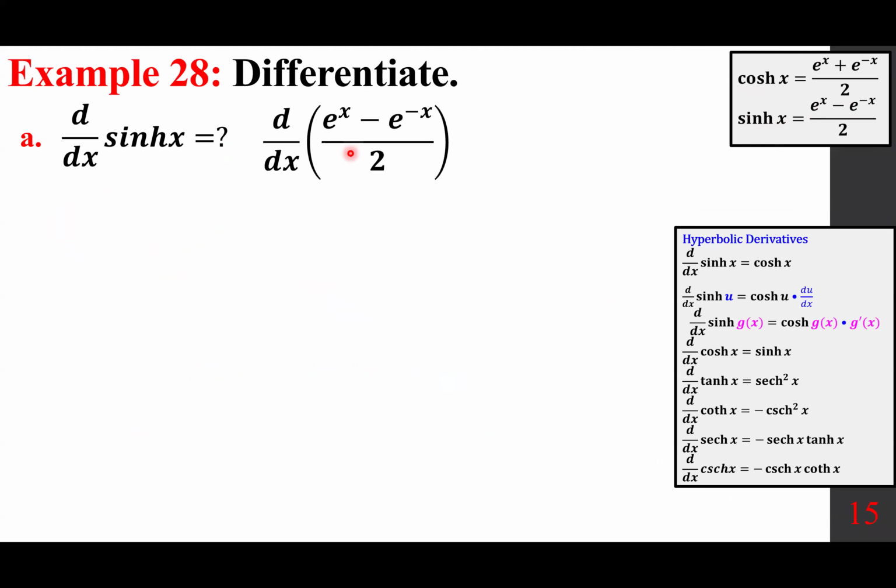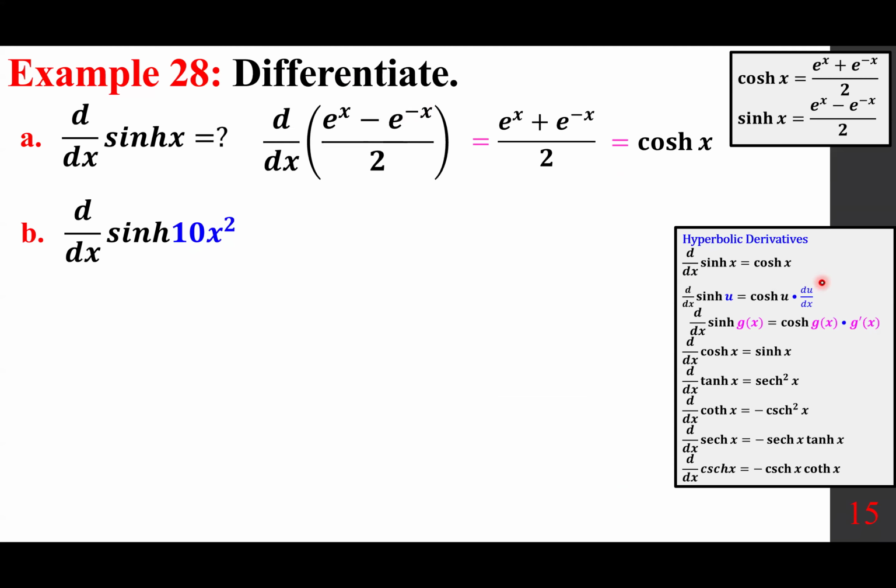And I hope you see that this 1/2 remains. Just differentiate this one, you get itself. Differentiate this one, it is itself times -1, so this becomes plus, and that's equal to cosh x. So in other words, we prove the derivative of sinh x is cosh x. By the way, the derivative of cosh x is sinh x and so forth.